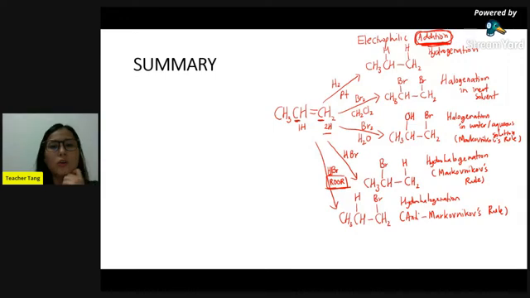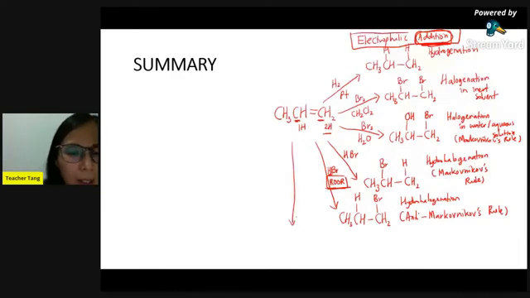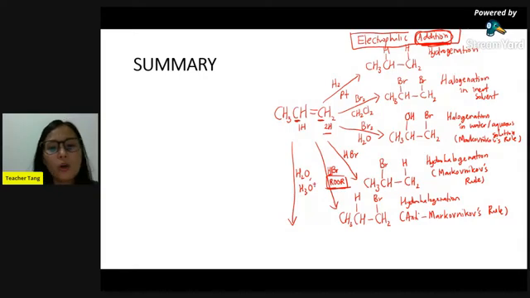Okay, and the last one of electrophilic addition is hydration. Remember, you add acidified water, so this H3O+ is the catalyst. This one also follows Markovnikov. Follow Markovnikov: hydrogen goes to the carbon with more hydrogen.